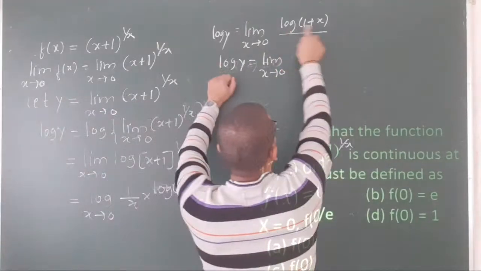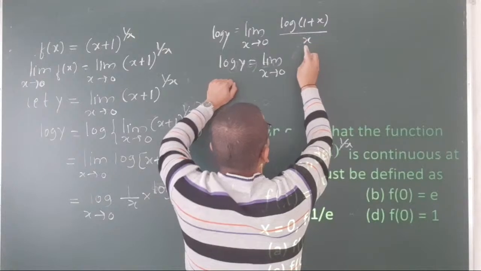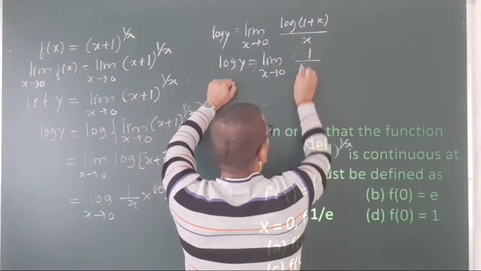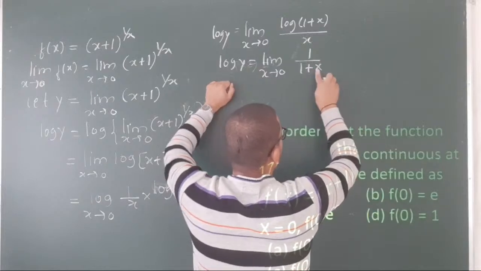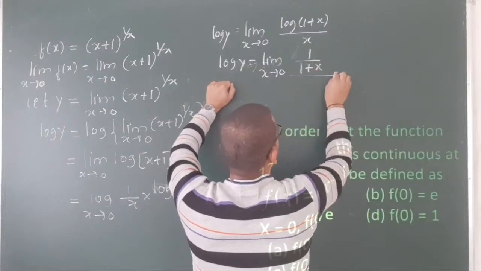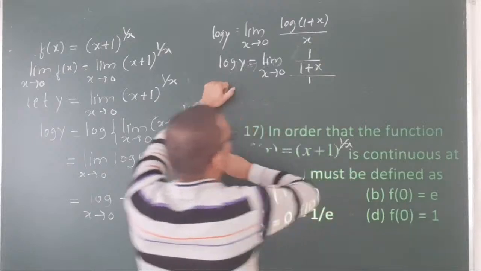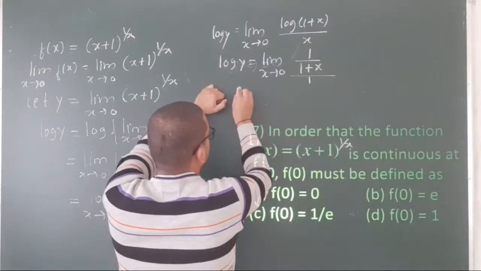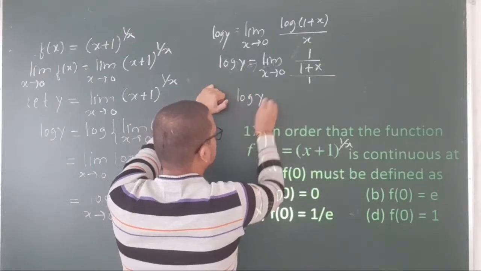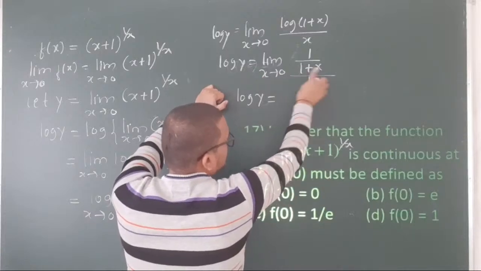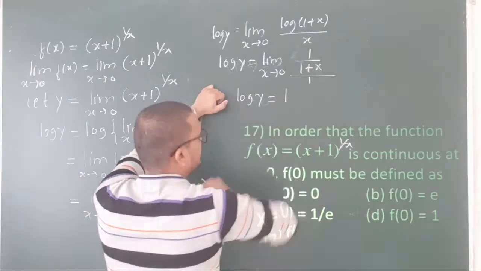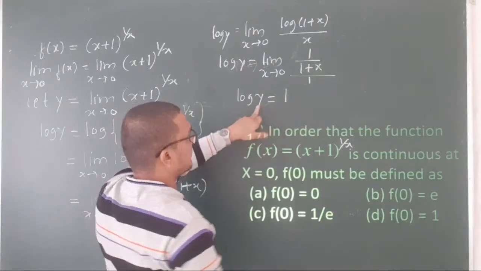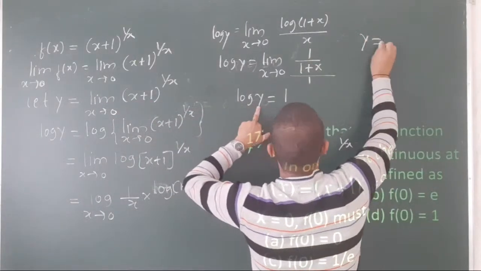So differentiate the numerator. What is the derivative of log of 1 plus x? 1 upon 1 plus x into the derivative of 1 plus x, that is 0 plus 1, and the whole thing is divided by the derivative of x, which is 1. So therefore log y is equal to, substitute the limit as x tends to 0. So 1 plus 0 is 1, so 1 upon 1 is 1 here. So log y is equal to 1, or y is equal to what?